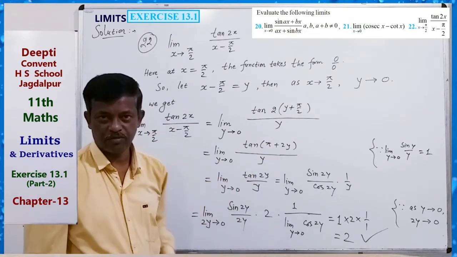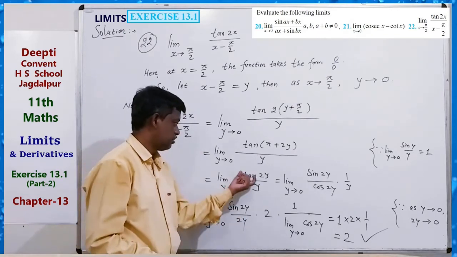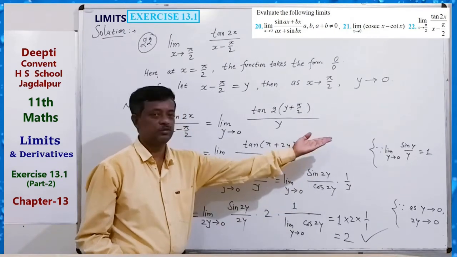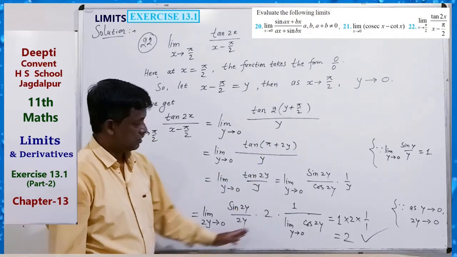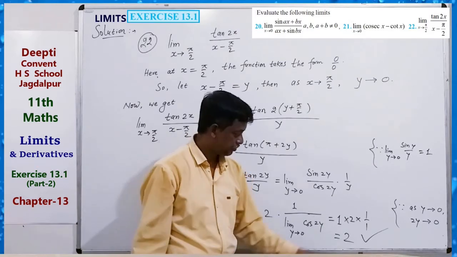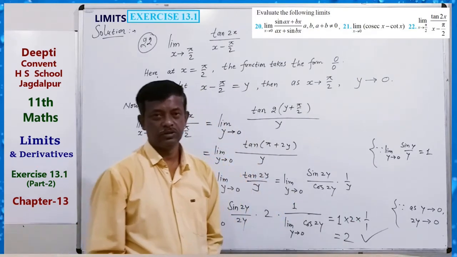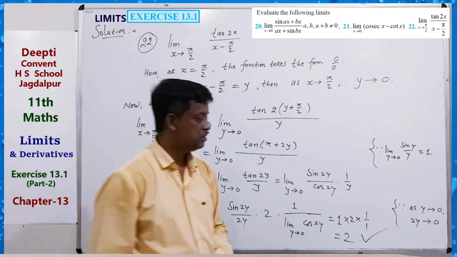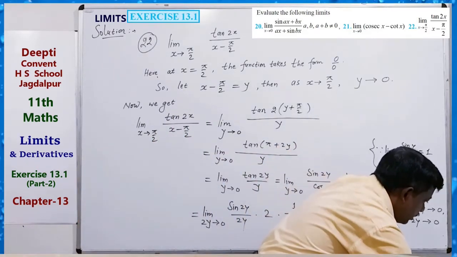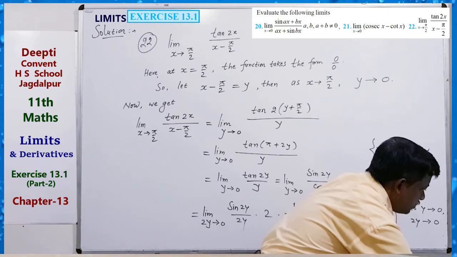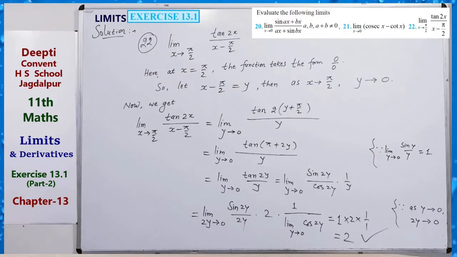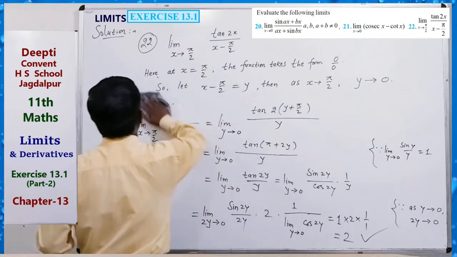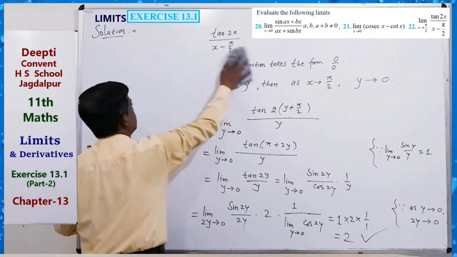For tan x by x limit 1 you can use it directly, but by converting to sine by cos, you can also get the value using this limit like this. Cos 0 means 1. So this is the solution of question 22. So limit. Okay, now we are having question 23.